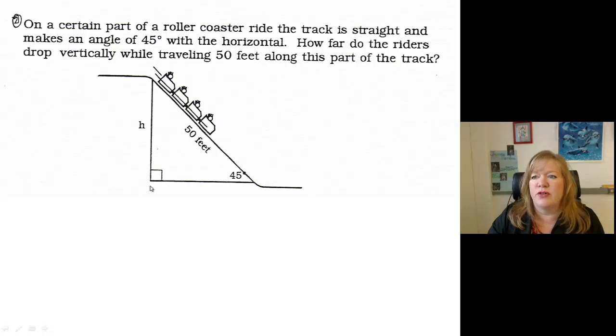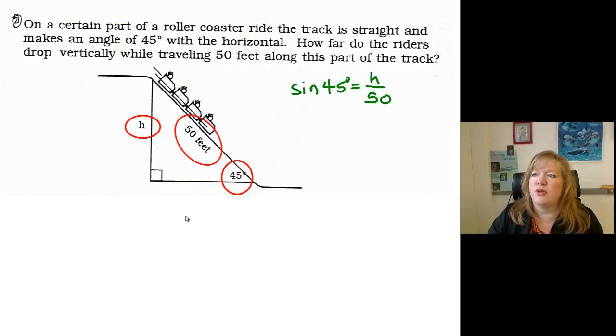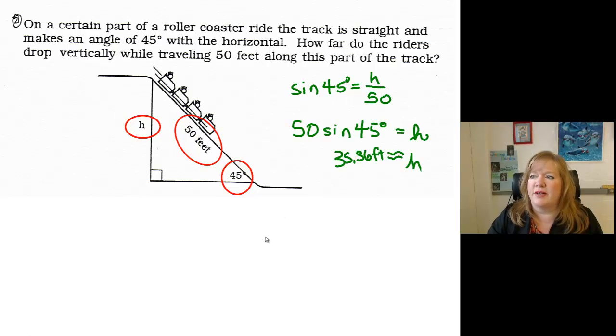So here's the vertical drop, and there's the horizontal distance that they're traveling on the track. So we start out, there's our angle, there's our leg, and then that's the hypotenuse. This is opposite and hypotenuse. So we know we're going to do the sine of 45 degrees. There's our equation, multiply both sides by 50, and you've got it.